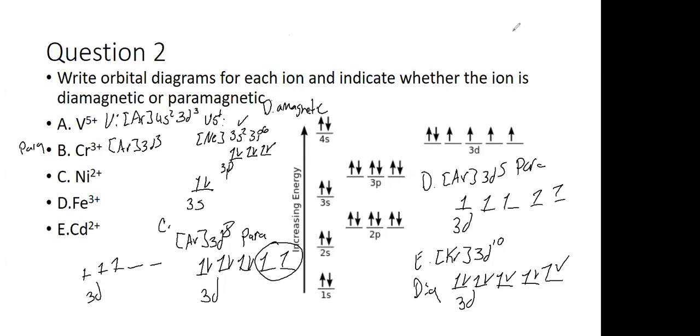No, you take electrons out of the 4s shell first. So I'm not ignoring it, right? Let's do nickel 2 plus. Nickel in the neutral form would be argon 4s2, 3d8. For 2 plus, I remove electrons from the 4s shell first because there are 2 electrons there. So that's why it's argon 3d8. It's not so much that I'm ignoring the 4s shell as that there's nothing in the 4s shell, because we take electrons out of the 4s shell first.